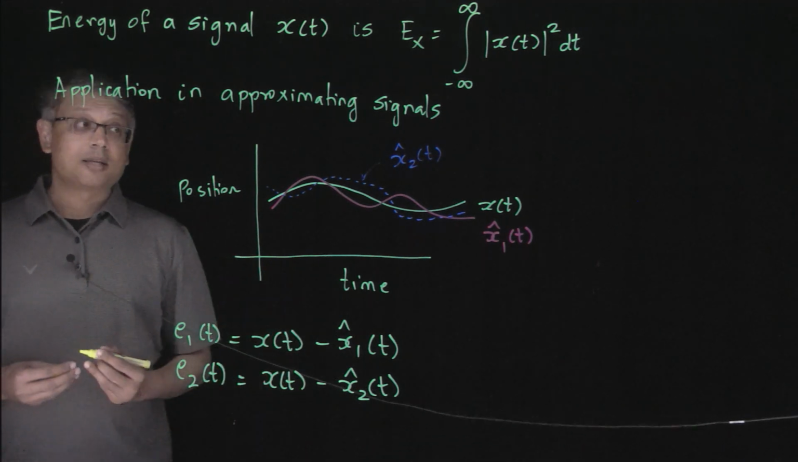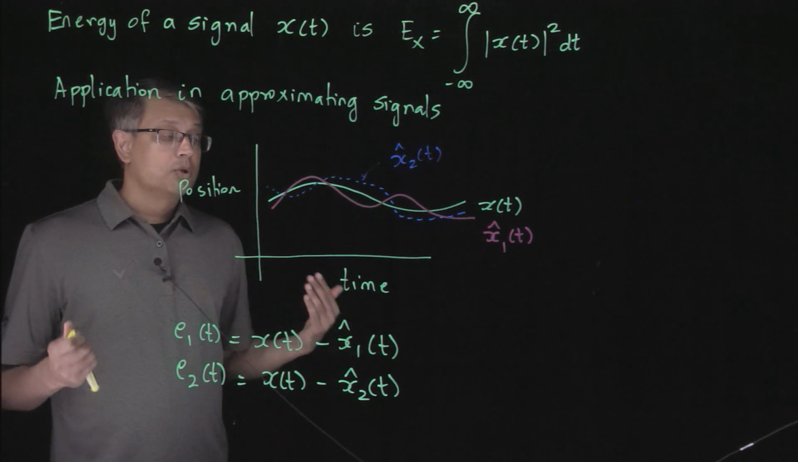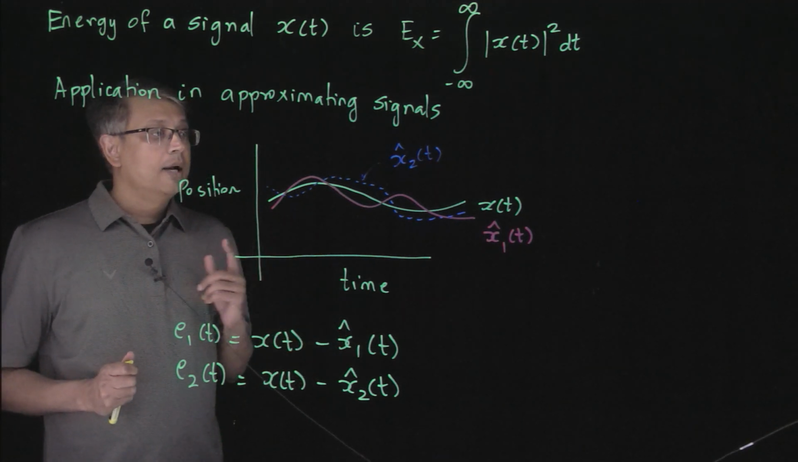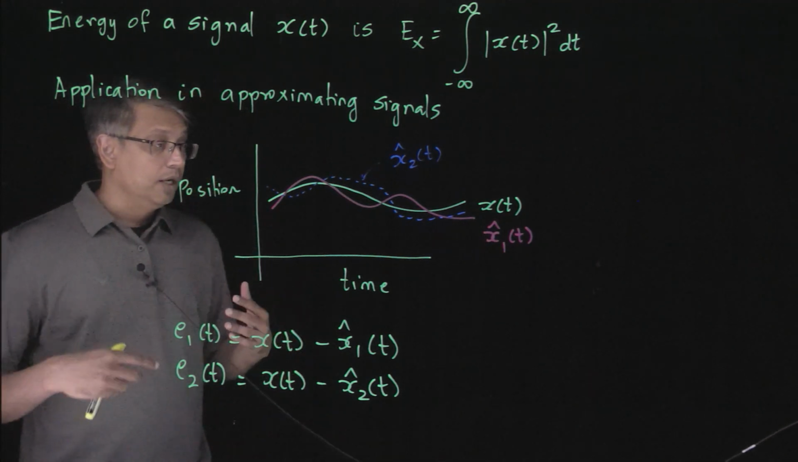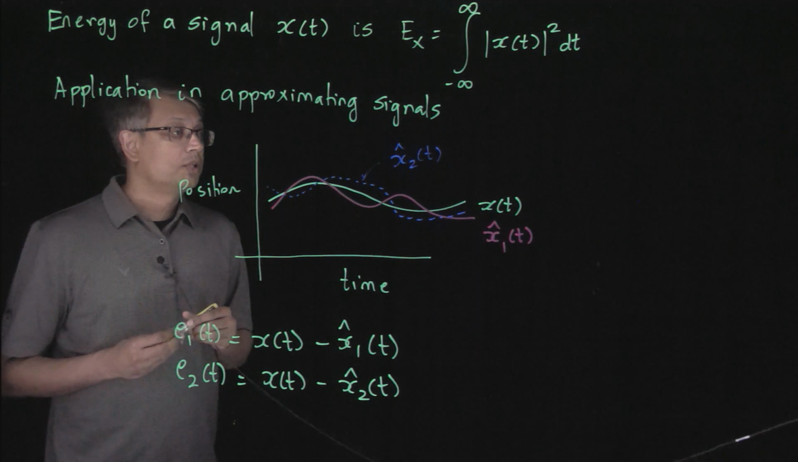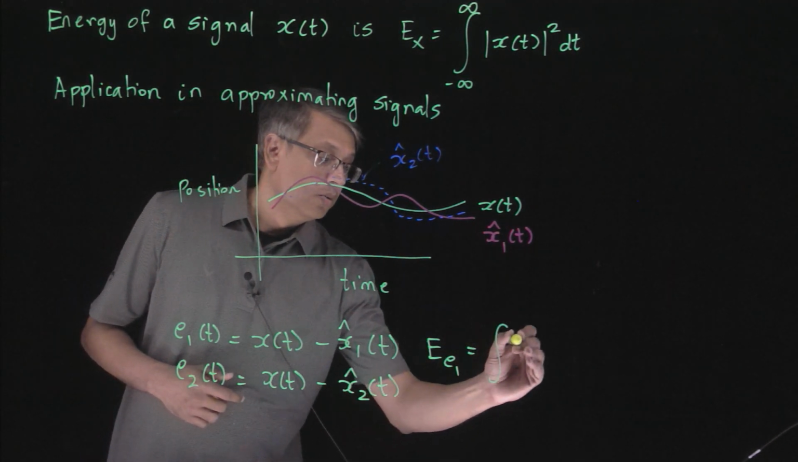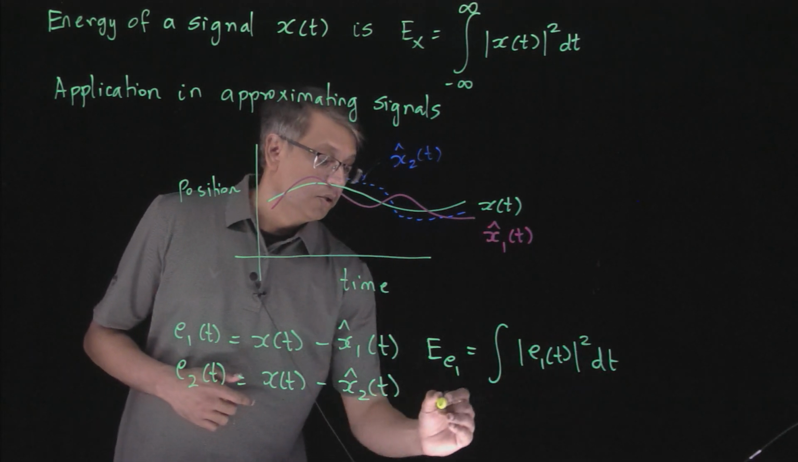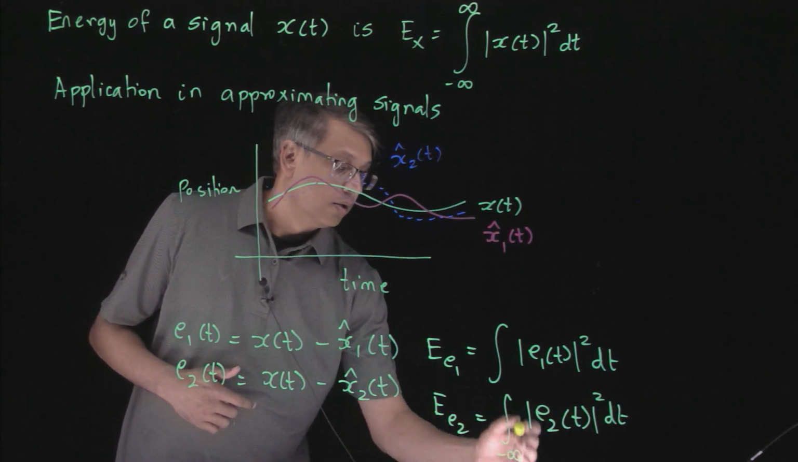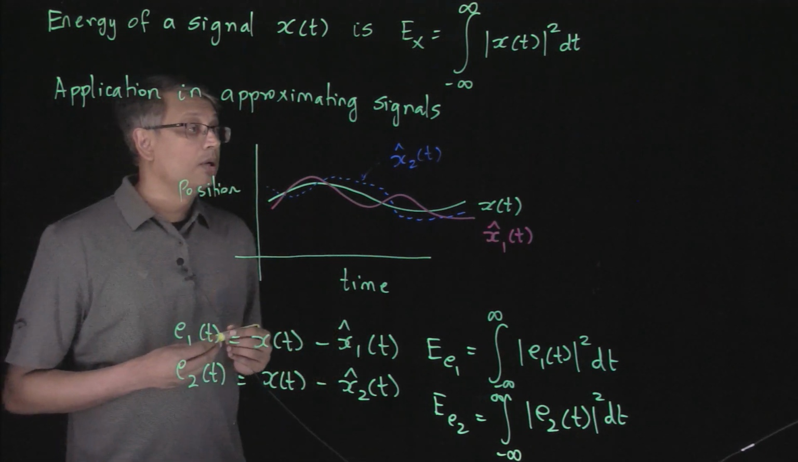You can think of these two error signals as approximation errors. We're trying to approximate x of t by something else. And we need a way to quantify which of these two has smaller error. For that, we need a way to convert these signals into a real number using which you can pick which of the two has smaller error. And here the notion of energy comes in handy. So what we can do is compute the energy in the error signal 1, which will be given by the integral of the magnitude of E1 from negative infinity to positive infinity. And now we could pick whichever of these two quantities is smaller as the one that gives you the better approximation.